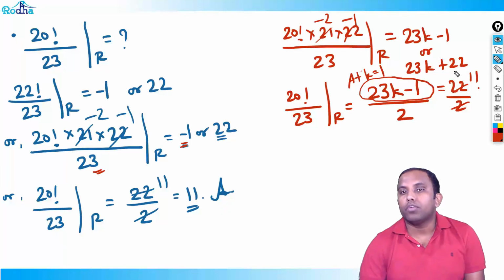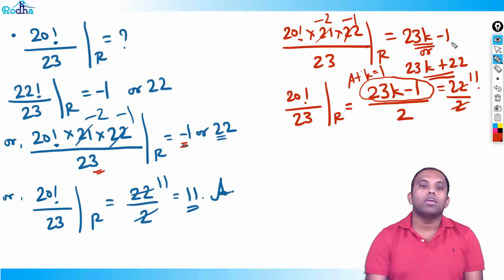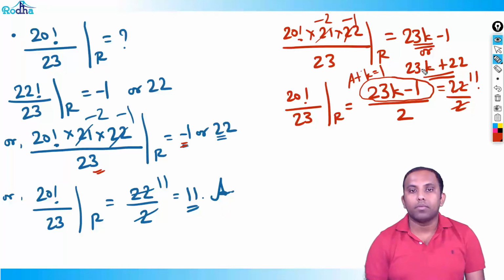If you would have taken 23k plus 22 instead of 23k minus 1, then it will be divisible at k equal to 0 only. But the answer would be the same. 22 by 2, 11, right? So the answer would be the same in all the cases, right? Okay, fine. So two things to observe from here.